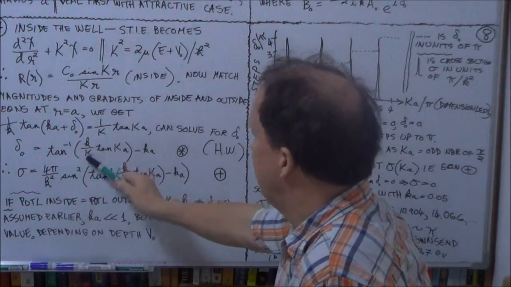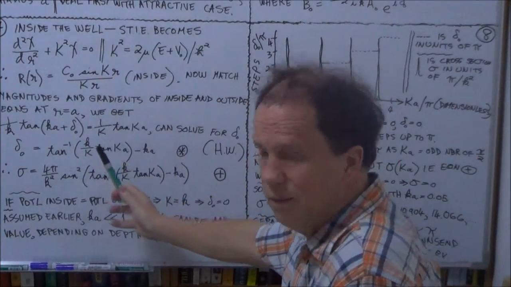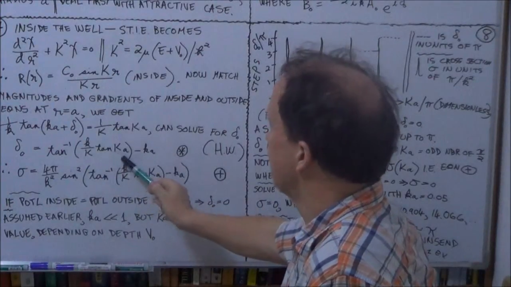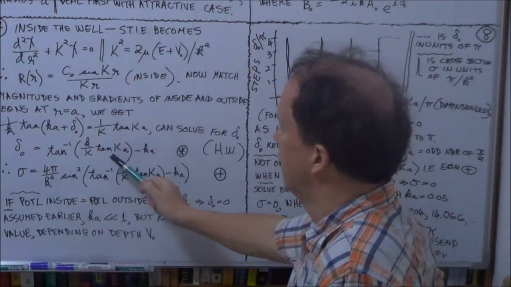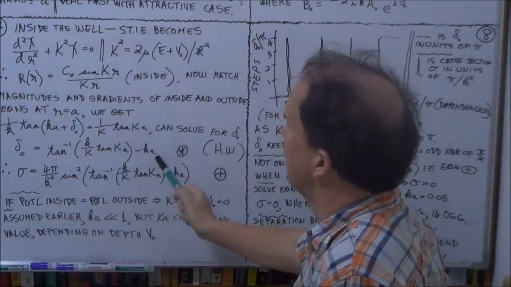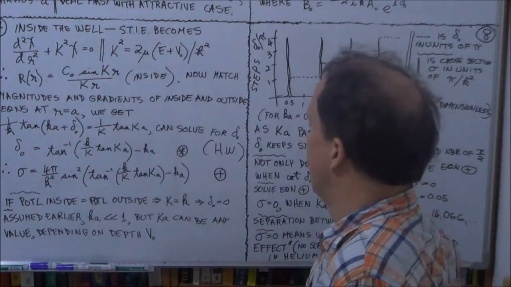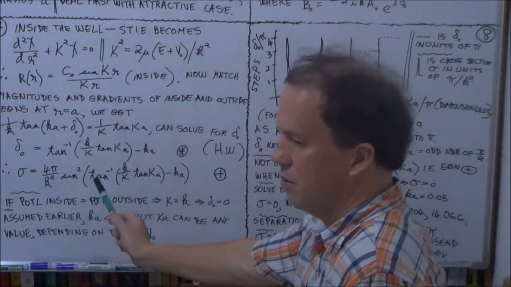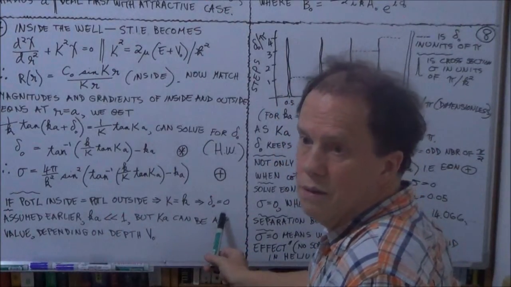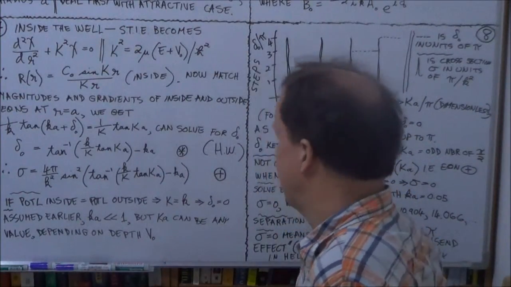So this ratio is 1, and therefore you have the inverse tangent of tangent of something, which is just that something, right? The arctan and tan cancel. So you're just left with big K a, but big K is equal to little k, so you're just left with little k a minus little k a, which is nothing. So delta naught is nothing. Okay. So if the two potentials are equal, inside and outside, there's no phase change, hence no scattering, which sort of makes sense.